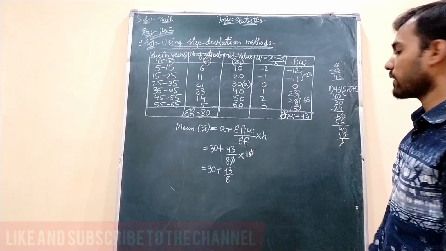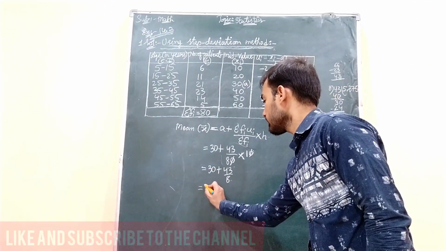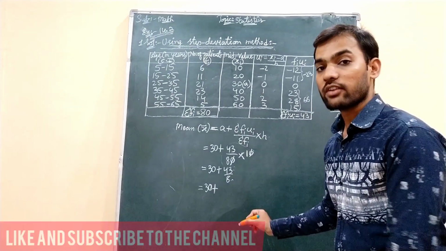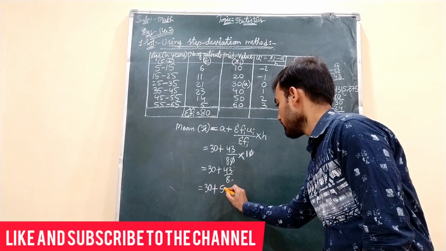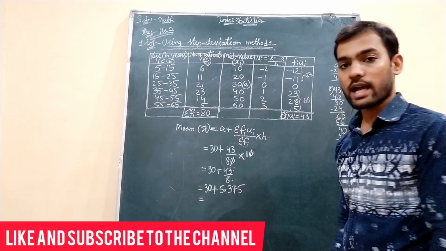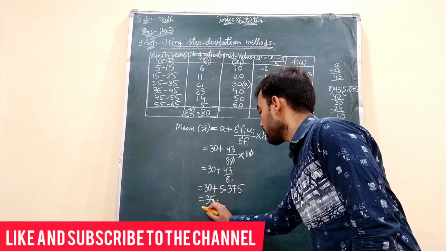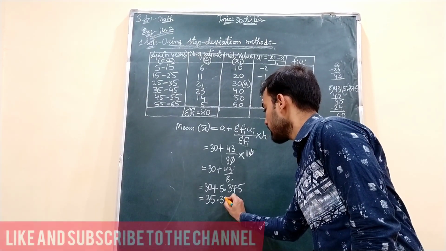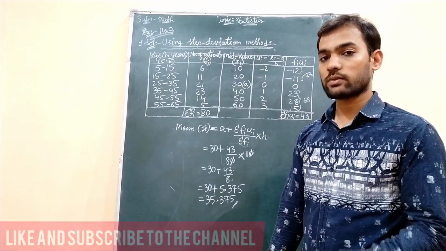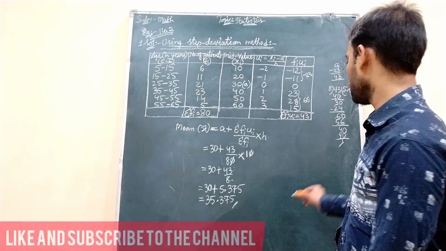So 5.375 we got when we did the division 43 by 8. So this is 30 plus 43 by 8, we got the answer as 5.375. When you add them, 30 plus 5.375, you will get 35.375. This is mean. We got mode as well as mean. Now we will write our interpretation after seeing both the answers.